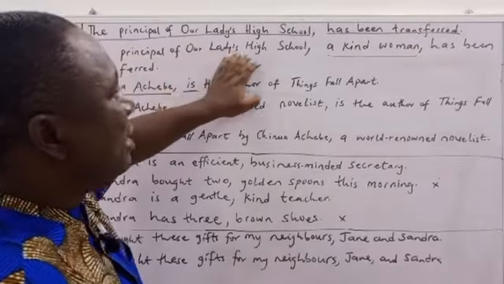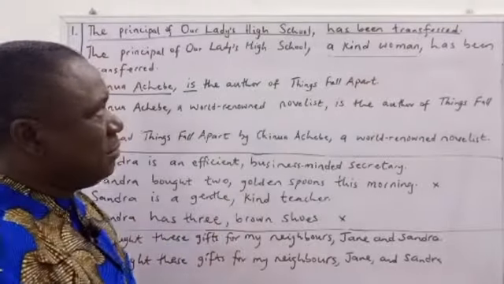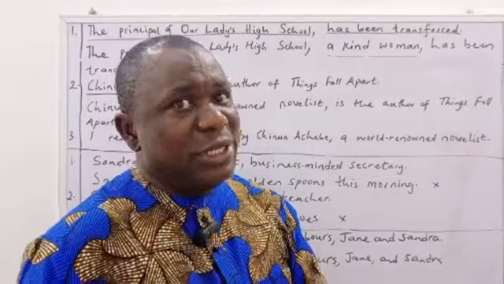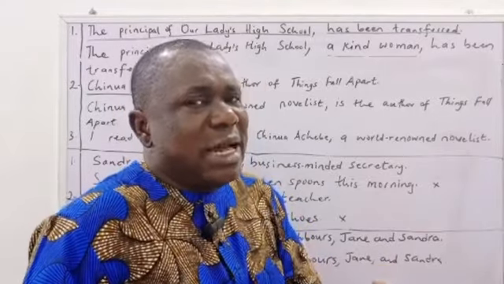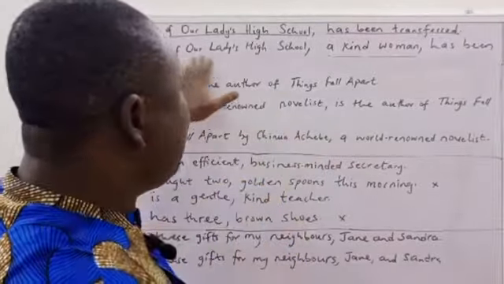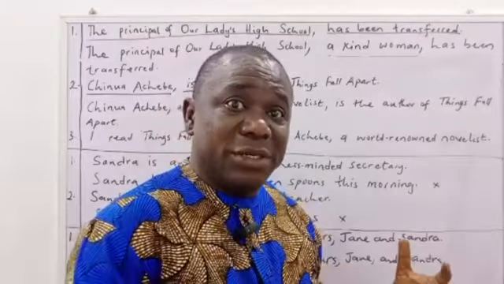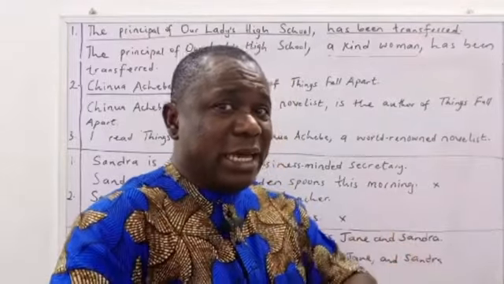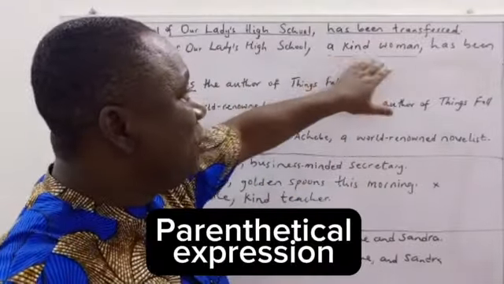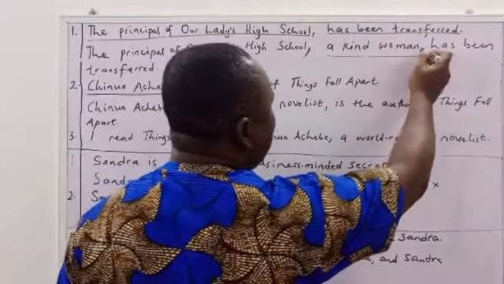The principal of Our Ladies High School, a kind woman, has been transferred. A kind woman is a parenthetical expression. It is just added to give us ideas, further information, more information about the principal of Our Ladies High School. It is not really essential to the sentence. We can remove it and the sentence is just fine. So when you have a parenthetical expression like this, separate it with a comma. So you see a comma here, a comma here.